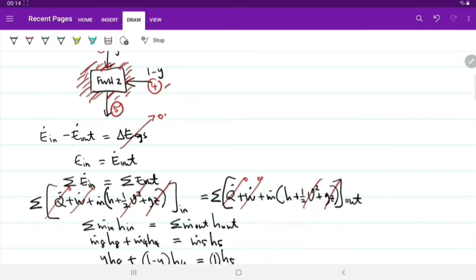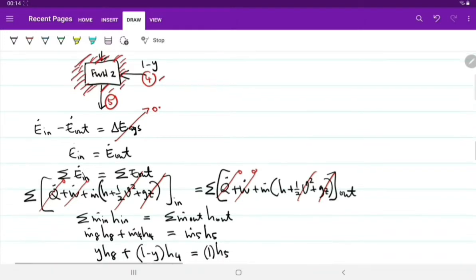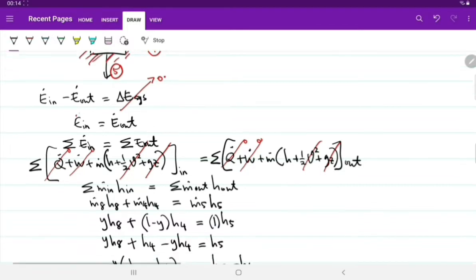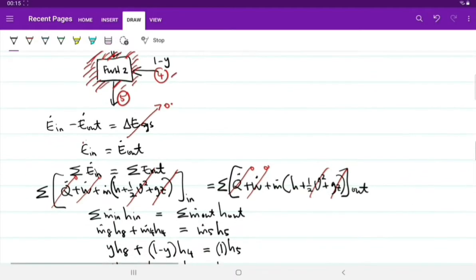Okay, energy in minus energy out equals delta E of the system. This is an open system, steady flow. So delta E of the system equals 0. You end up with E dot in equals E dot out. Okay, all the energy coming into the feed water heater equals all the energy coming out of the feed water heater.